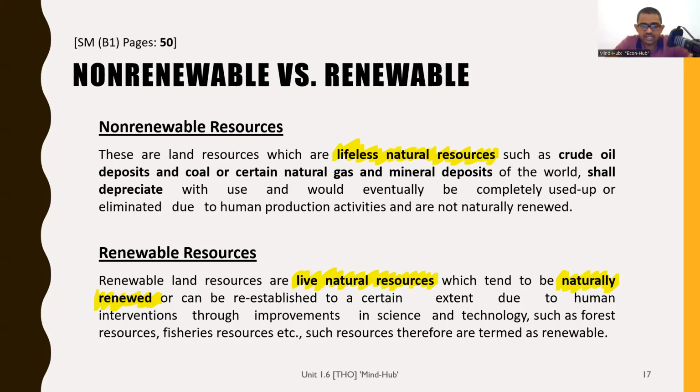Then forest resources, examples are important, right? Forest resources, fisheries resources, etc. Good examples, right? I'll use the fisheries resource as an example. Now, in Sri Lanka also we do this, but not in the same scale. Now, if you take Japan, Japan has a big fisheries industry.